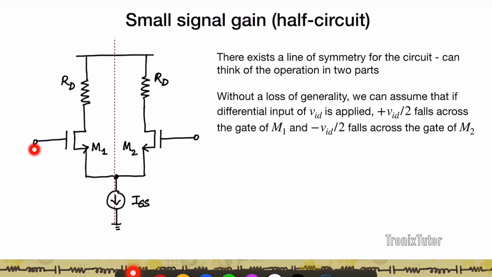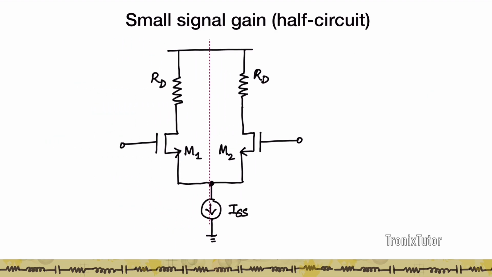Now remember that we are applying a differential input between M1 and M2, right? So without loss of generality, I can assume that a plus VID by 2 is applied to the gate of M1 and a minus VID by 2 is applied to the gate of M2, ensuring that the difference in the two gate voltages is VID, or the input differential voltage.